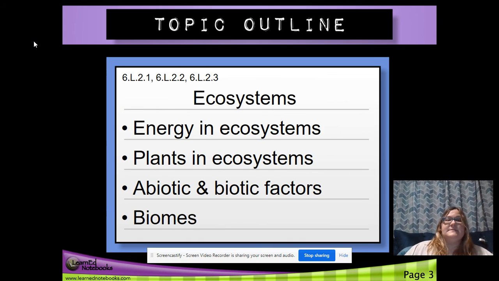Lastly is ecosystems. Ecosystems is how energy in an ecosystem, plants in an ecosystem, abiotic, biotic factors, and biomes. Meaning, how does the energy travel? Okay, which direction does it go? In all directions. How does energy travel?